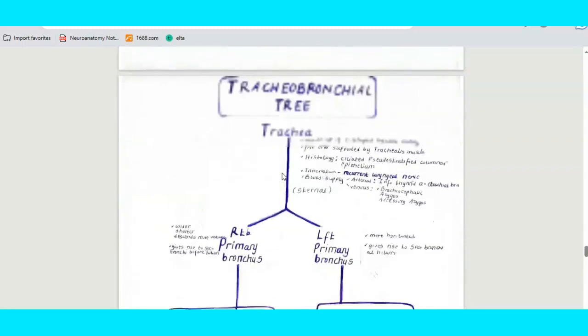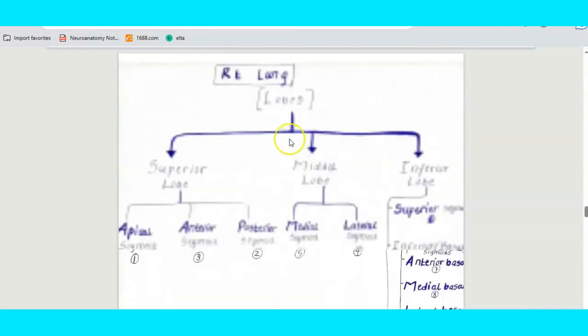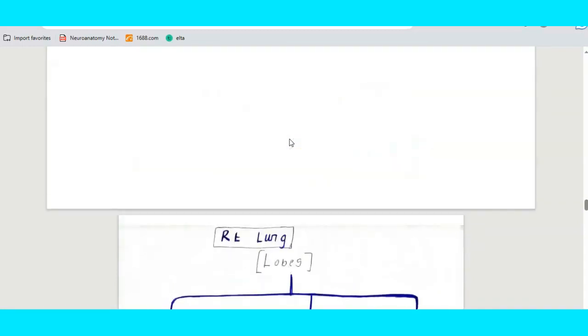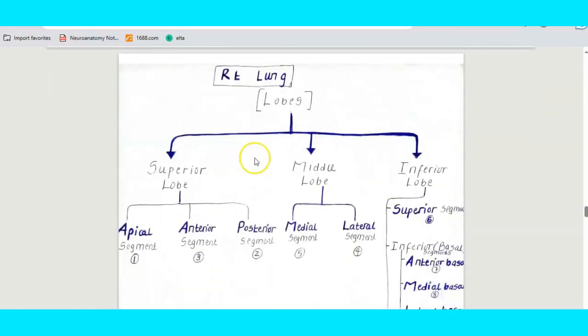So now we're going to be talking about the bronchopulmonary segments for the right and the left lung, which is this. We are coming back to this very soon, but let's revise it first.